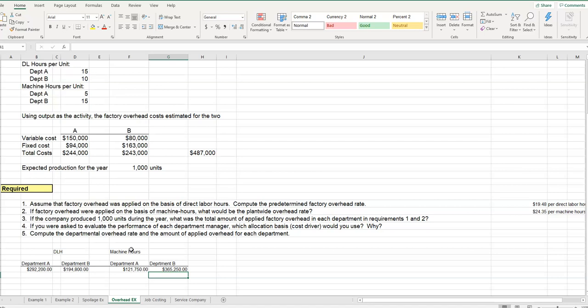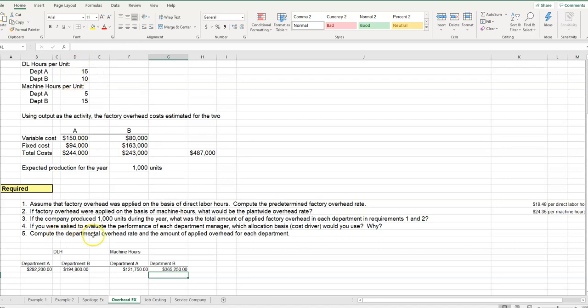If I'm trying to evaluate both department managers, I'm going to use a departmental rate that is going to make the most sense for that department. So if we look here, we see that Department B has a far greater use of machine hours per unit than Department A does. So Department B's costs, I would allocate on the basis of machine hours. And Department A's costs, I would allocate on the basis of direct labor hours.